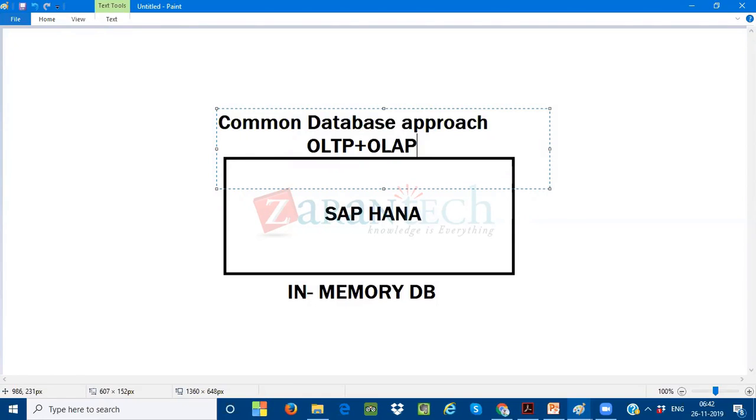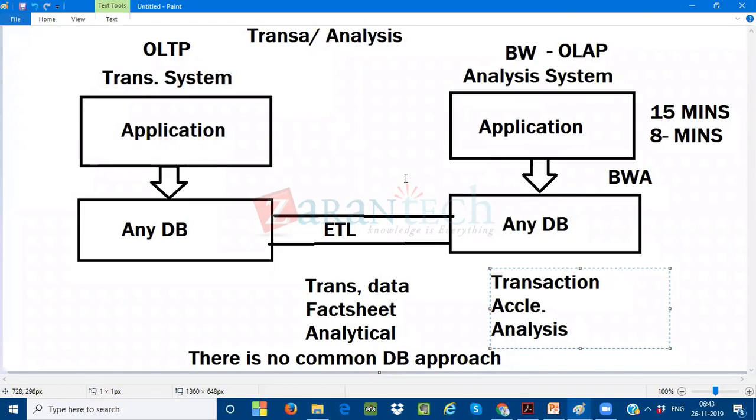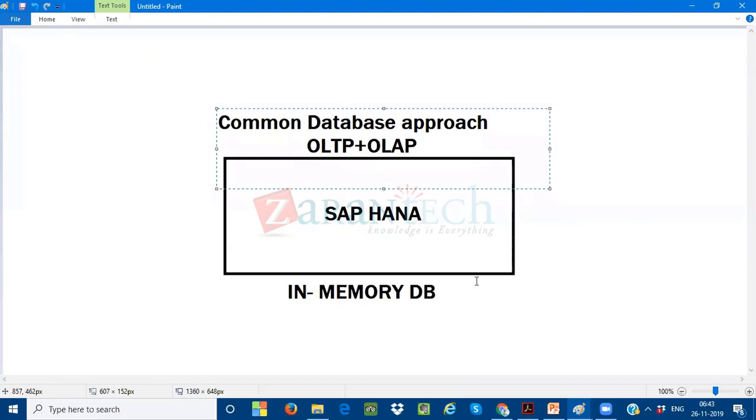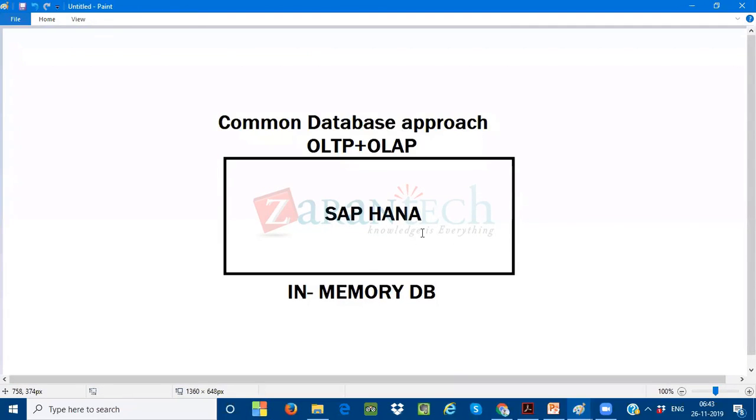From 2011, when SAP introduced its own database, the main purpose was to bring OLAP and OLTP together. If you see my earlier screen, I am using two different systems: one system for transactions, another for analytics. Now I am bringing one more database, which serves both OLTP plus OLAP together. It's a common database approach.